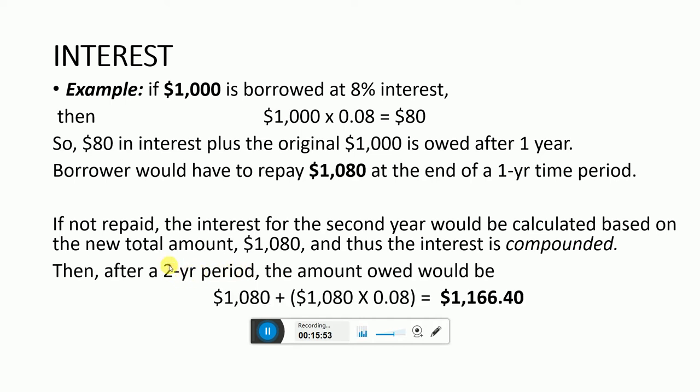Similarly, after a 2 year period, the amount that would be paid back would be $1080, which is after 1 year, plus $1080 multiplied by the 8% interest. So the total amount which a borrower has to repay is $1,164.40.